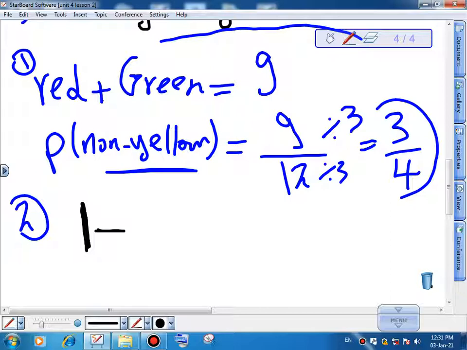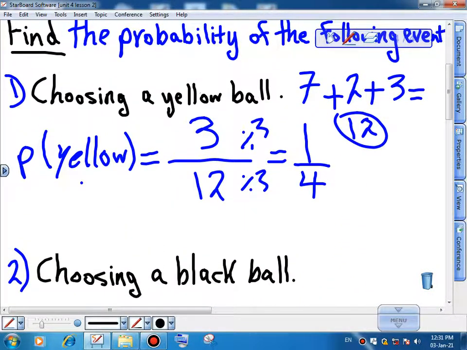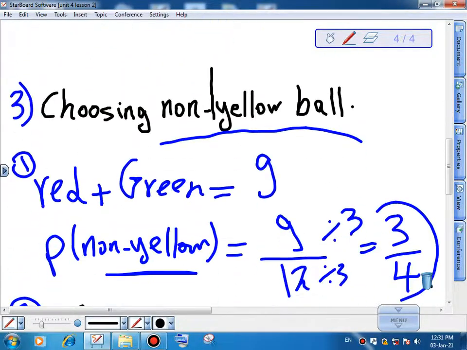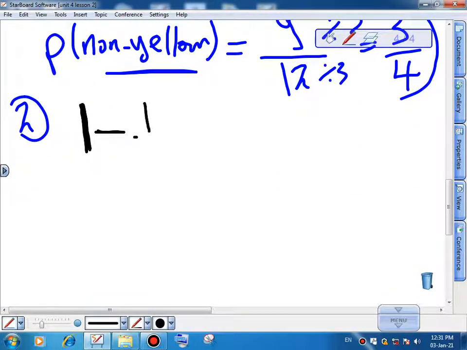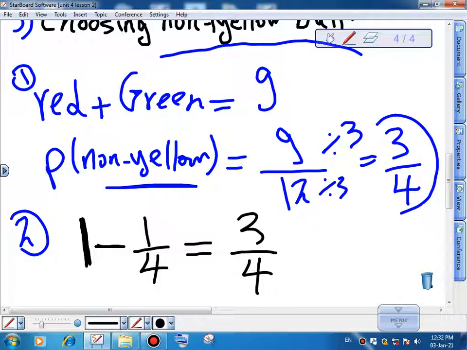Okay, so I need to get all the poles, red or green, except yellow. So we take 1 and subtract from it the probability of the yellow poles. The probability of yellow poles equals 1 over 4. This is the probability of the yellow pole. So 1 minus 1 quarter equals 3 quarters. In the same way as the first method, the second method gives 3 quarters.